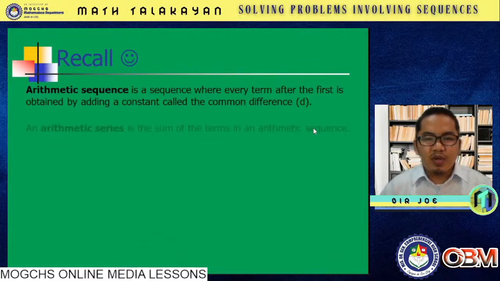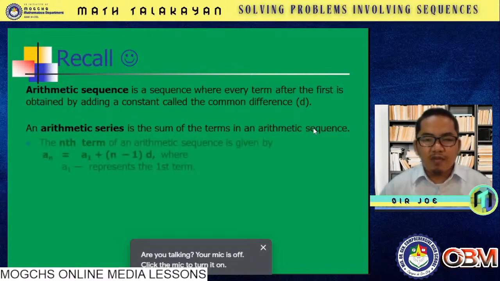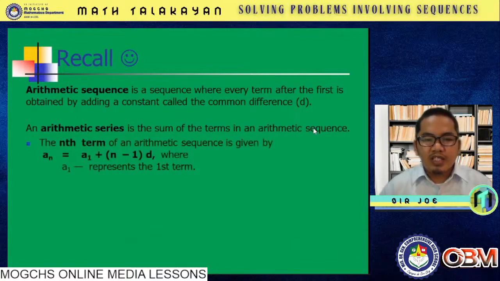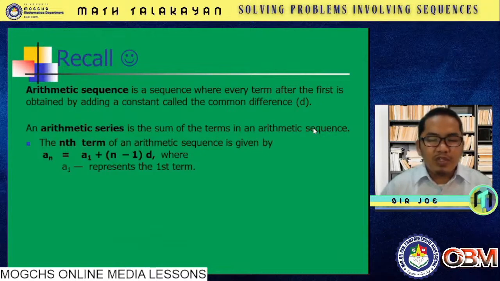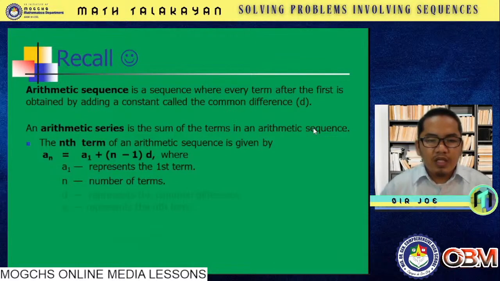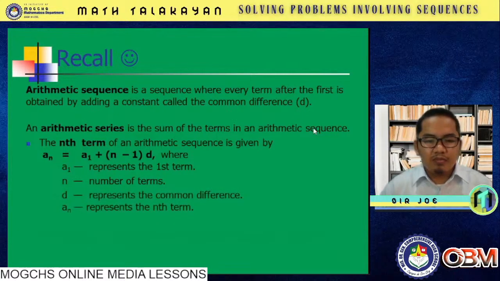Arithmetic sequence is a sequence where every term after the first is obtained by adding a constant called the common difference. An arithmetic series is the sum of the terms in an arithmetic sequence. The nth term of an arithmetic sequence is given by a sub n is equal to a sub 1 plus the quantity of n minus 1 times d, where a sub 1 represents the first term, n is the number of terms, d represents the common difference, and a sub n represents the nth term.